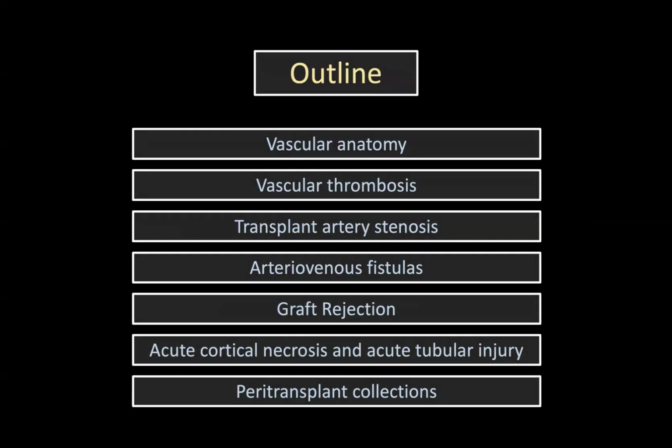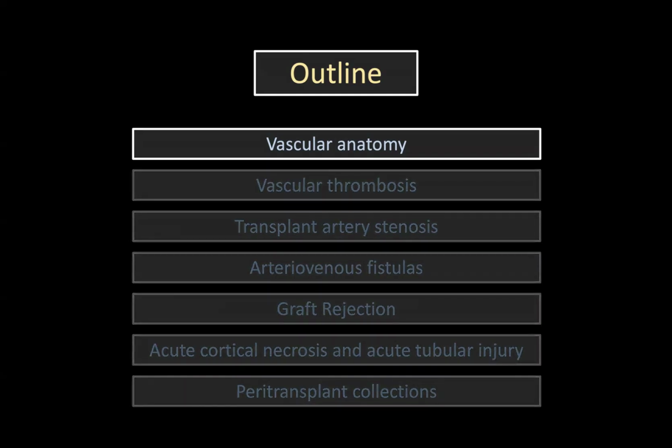So just an outline for what we're going to be talking about. First, we're going to briefly talk about the vascular anatomy of kidney grafts. Then we'll talk about some of the major pathologies, which include vascular thrombosis, both arterial and venous thrombosis, transplant renal artery stenosis, arteriovenous fistulas, graft rejection, acute cortical necrosis, and acute tubular injury, and then finally round off with peritransplant collections. So let's start off with vascular anatomy.